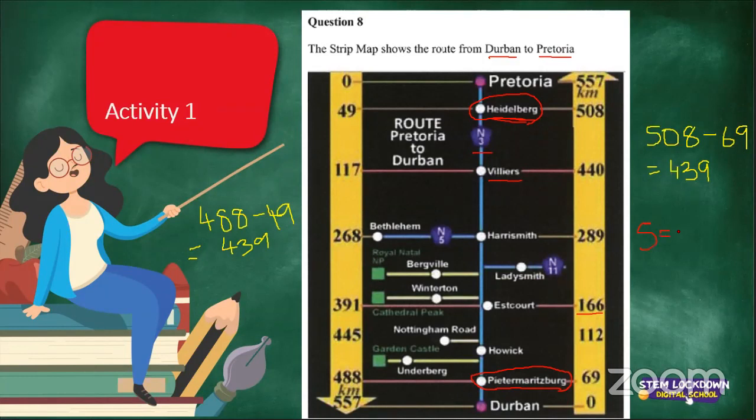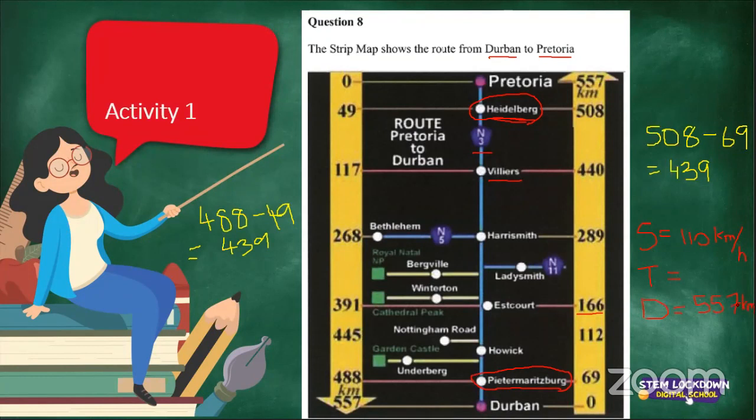So Durban to Pretoria. Speed is 110 kilometers per hour. If she's traveling from Durban to Pretoria, I want to know the time. Let me also give you this one, this is free of charge. Distance between Durban and Pretoria, let me give it to you: 557. Hopefully you guys can see kilometers.